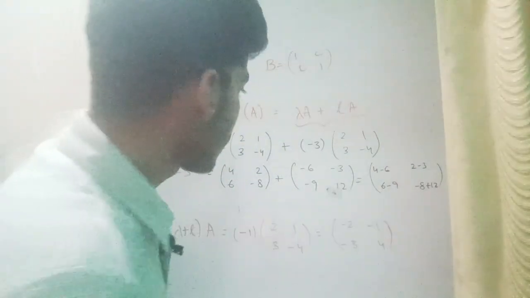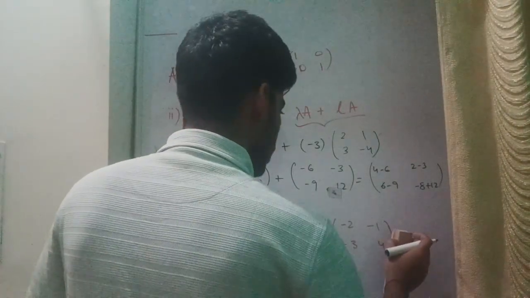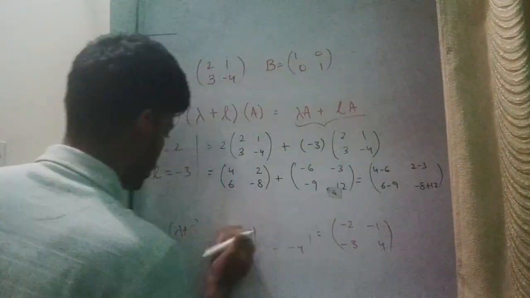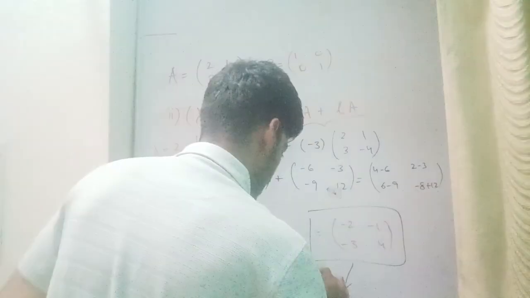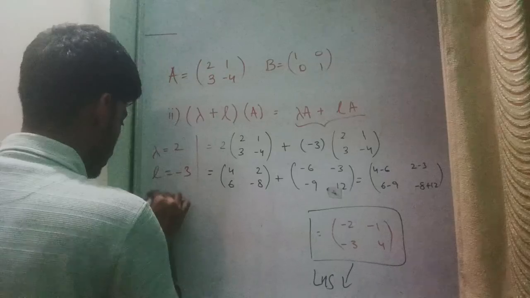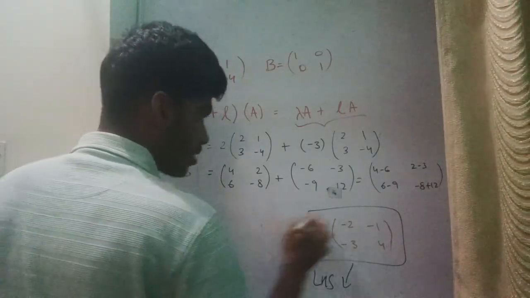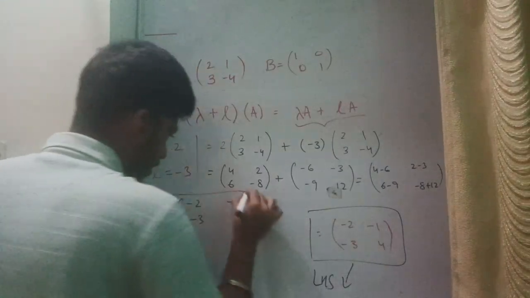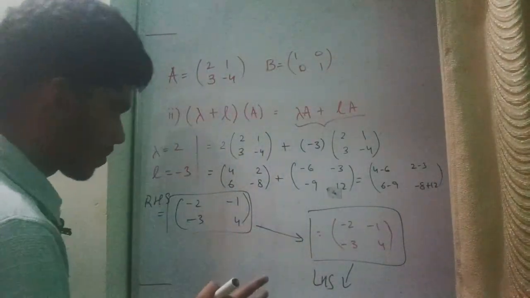I hope it's visible. So let me write this over here. This was from our LHS. Now, further evaluating our RHS, we get minus 2, minus 3, and minus 1, and this is plus 4. So you can clearly see that the RHS is equal to the LHS, right?